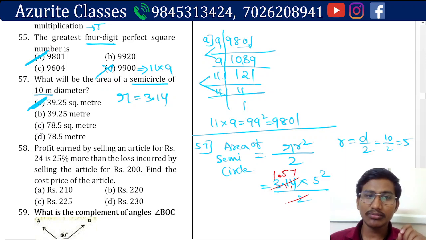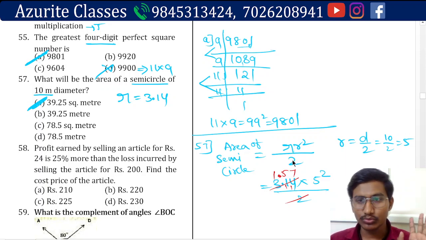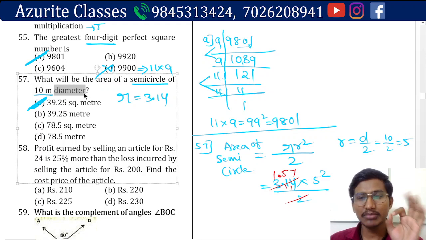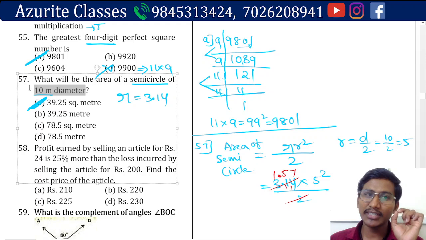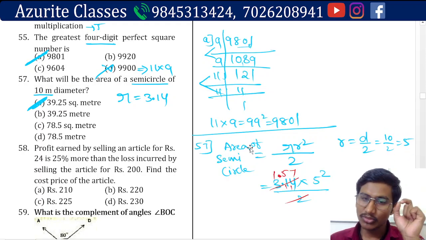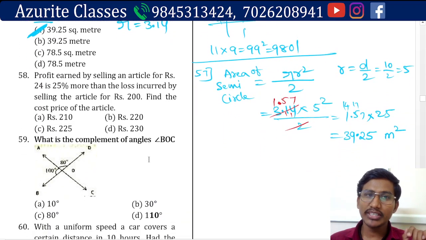Okay, so remember the formula of area of circle. Area of circle is pi r square. Semi means half, so pi r square by 2. Radius is not given, they have given diameter. Diameter means radius will be half of diameter. So divide diameter, that is 10 by 2, that will be radius 5 here, and then you find the area. Okay, good. Now let us go to the next question, students.